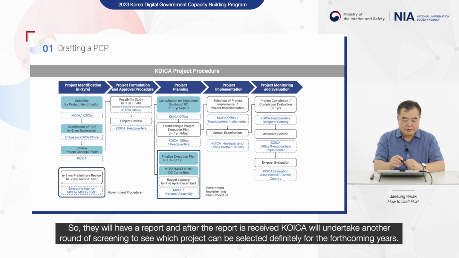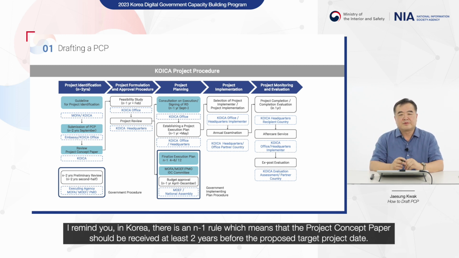So they will have a report, and after the report is received, KOICA will undertake another round of screening to see which project can be selected definitely for the forthcoming years. Mind you, in Korea, there is an N-2 rule, which means that the project concept paper should be received at least 2 years before the proposed target project date.